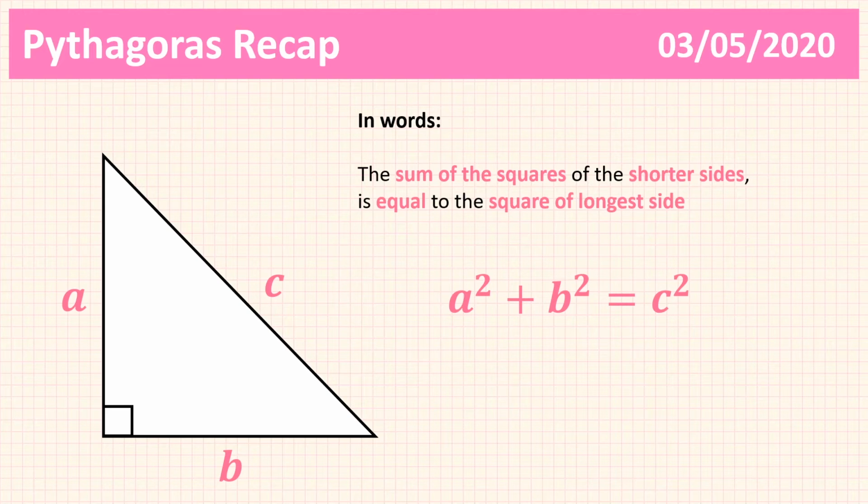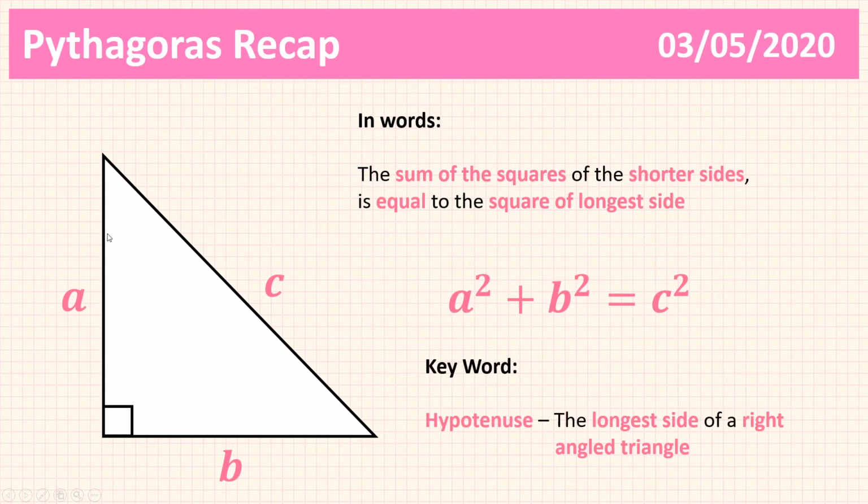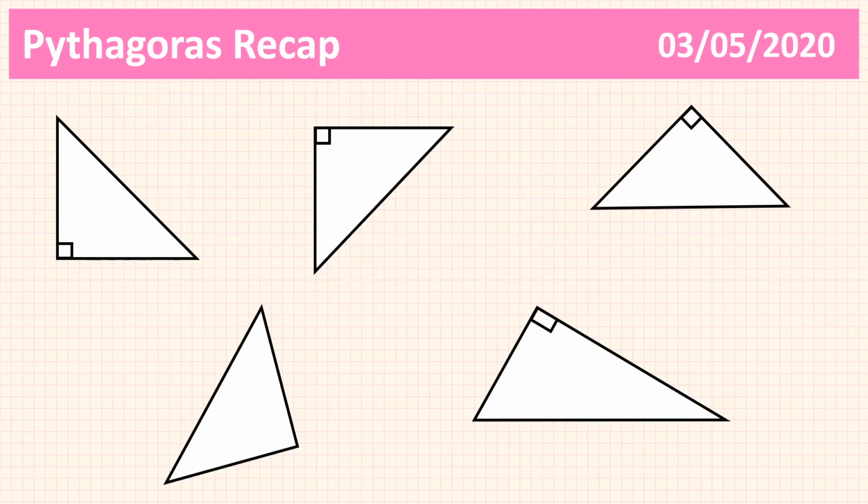Before we move on, just need to give you a keyword. Your keyword being hypotenuse. The hypotenuse is the longest side of a right angle triangle. It's really important that we use mathematics vocabulary where we can. So before we can answer any Pythagoras questions, we need to be able to correctly identify where the hypotenuse is so that we can use the formula to the best of its ability.